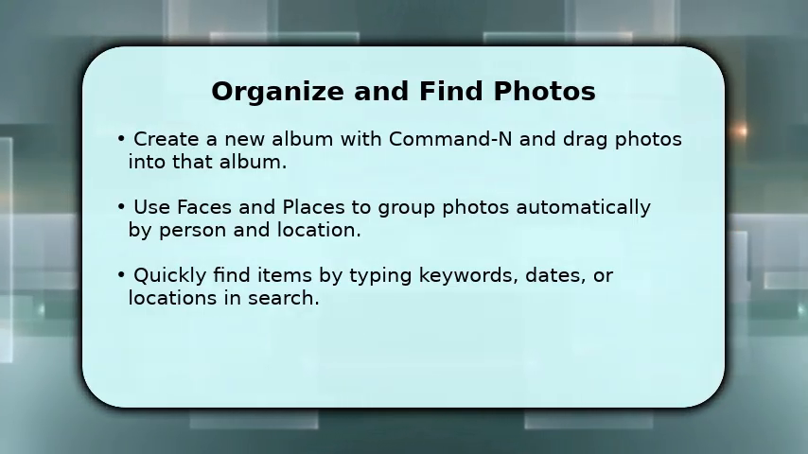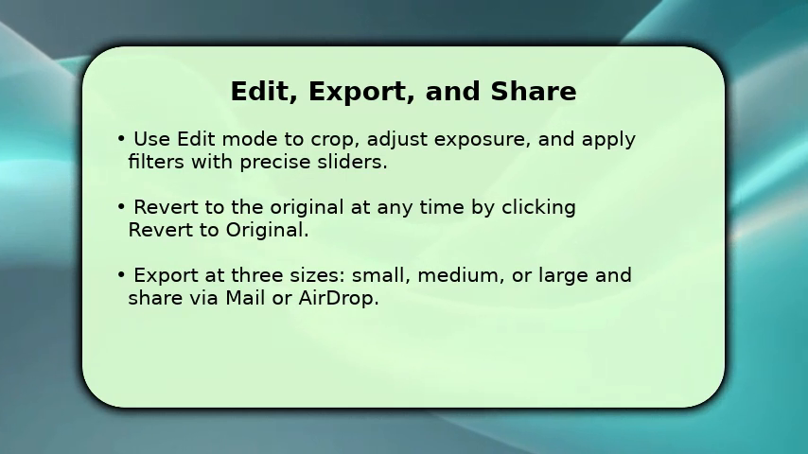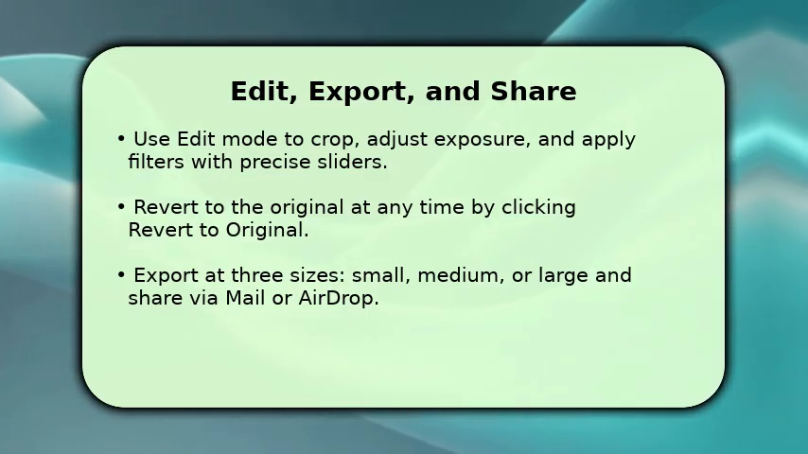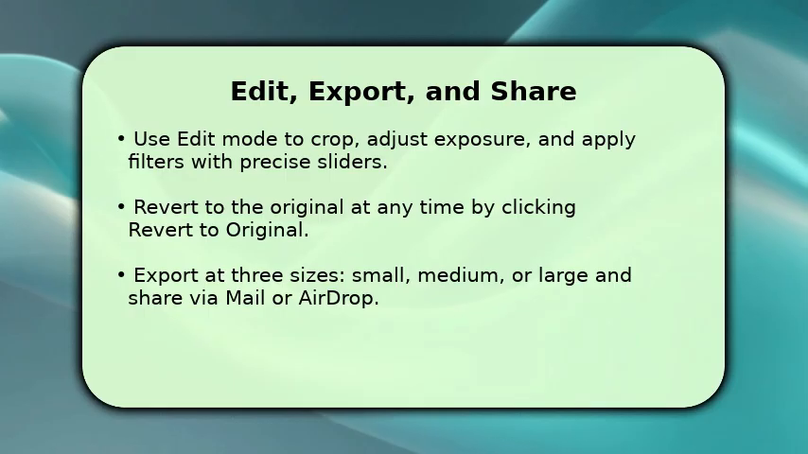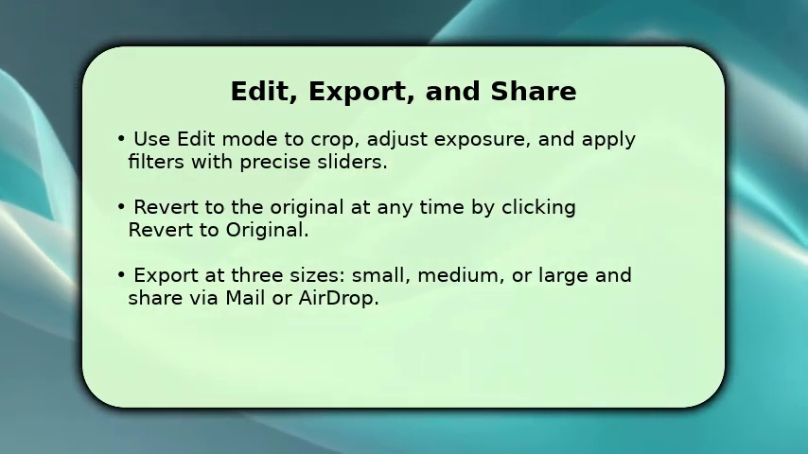Select a photo and click Edit to access all adjustment tools and filters in Photos. Use the Crop tool, rotate as needed, and apply filters or precise adjustments with sliders for exposure, highlights, and shadows. You can revert to the original photo at any time by clicking Revert to Original in the upper right corner.